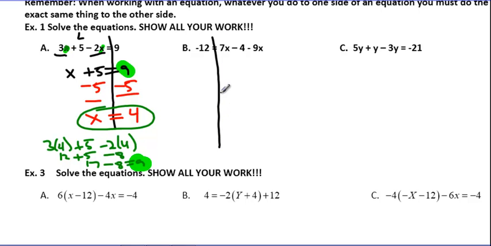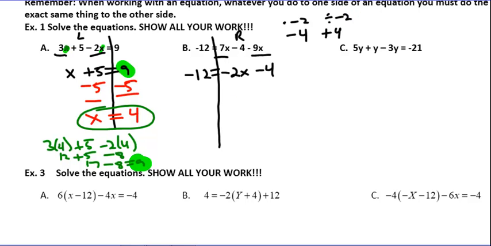This time, my variable is on the right-hand side. Again, I have like terms that I have to collect. So I look at these two. 7x minus 9x is negative 2x. Minus 4, that hasn't changed. And over on this side of the equal sign, my negative 12 drops down. Now we have a 2-step equation. x is first being multiplied by negative 2, and we are subtracting 4. So the opposite would be to add 4 and then divide by negative 2.